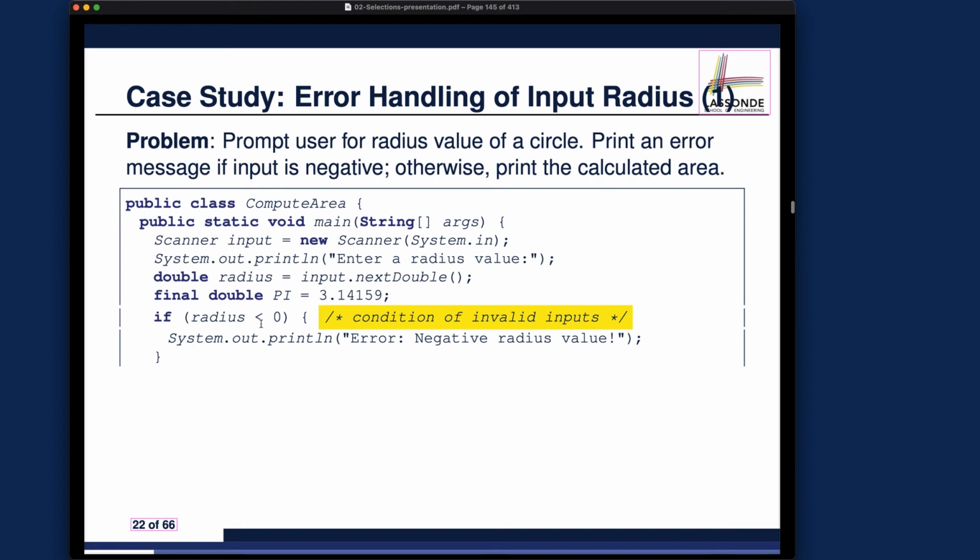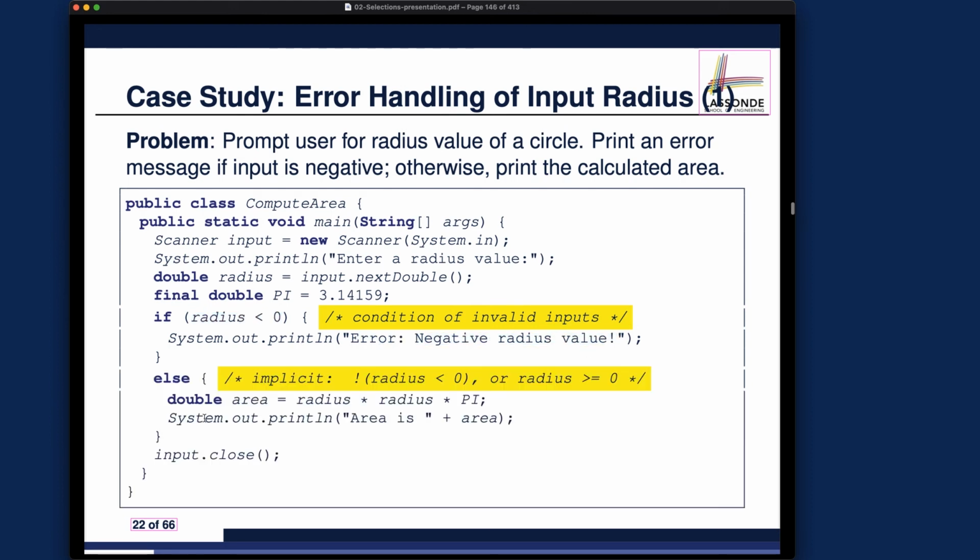In version number 1, for the if branch, we simply say if this is the erroneous condition, to say radius is actually negative, which means it's invalid, in which case we're going to print out the error message. Okay, and then otherwise, we're going to selectively calculate the area over here. Okay, so that'll be version number 1, where the erroneous condition is simply specified as the if branch over here. Okay, let's see the second version.